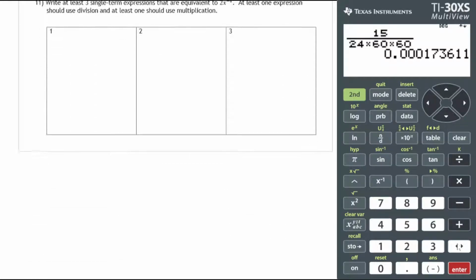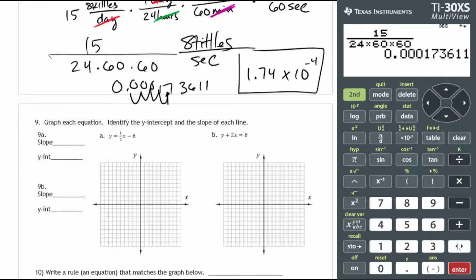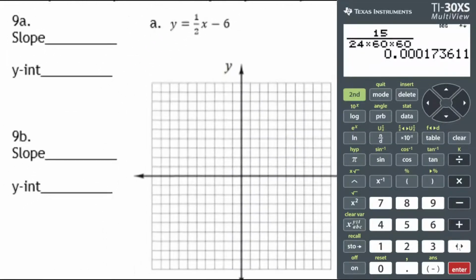All right, there's just one more page left. All right, let's do it. I'm not that tired. We can do this.